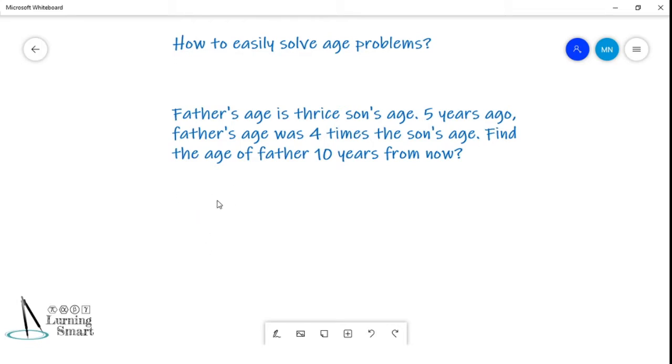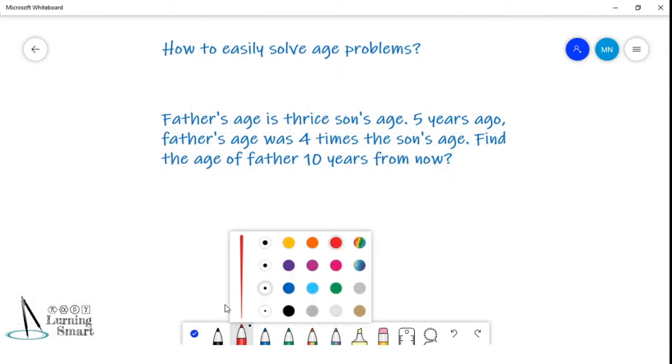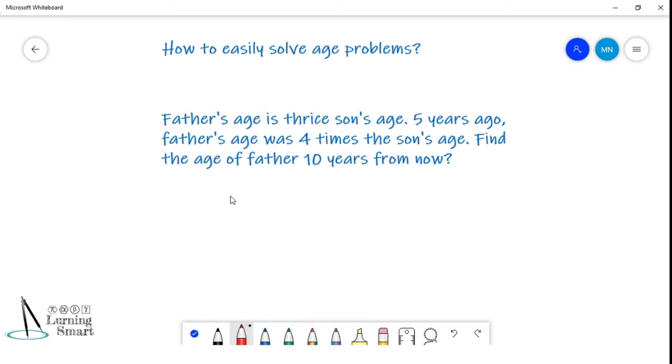If the son's age is 1, what would be the age of father? Father's age is 3 times, right? Thrice son's age, 3. If the age of son is 1, father's age would be 3.